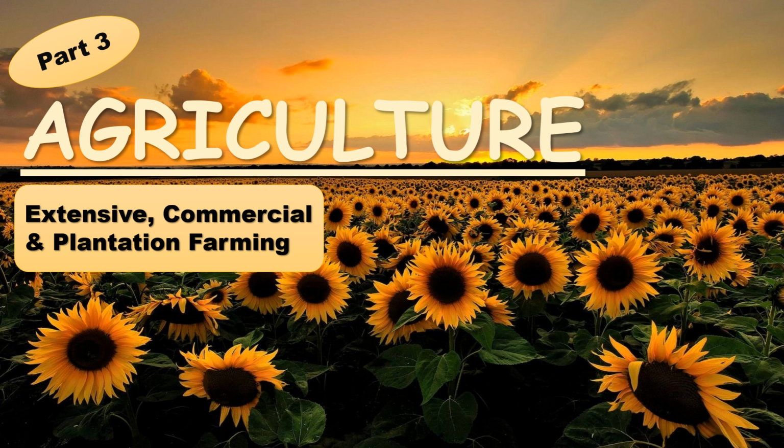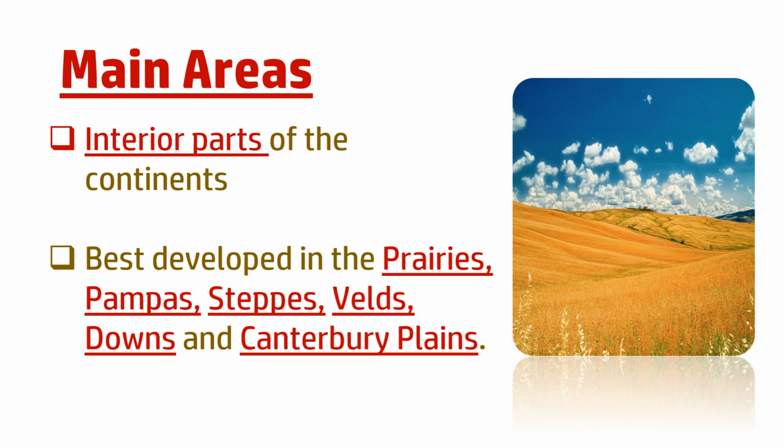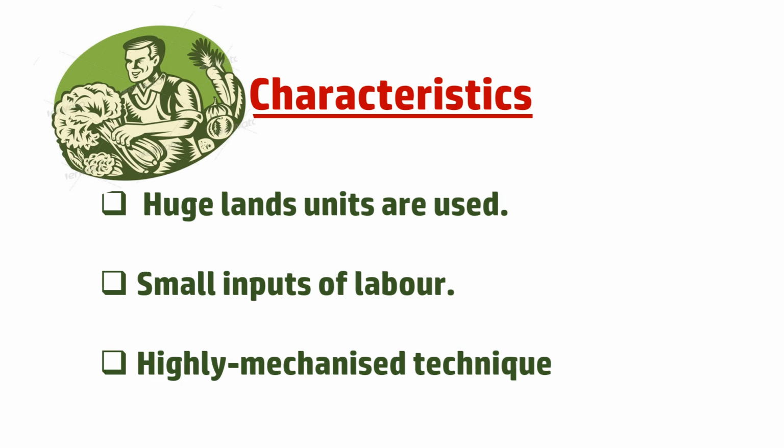Then comes the third part, in which we discussed extensive, commercial and plantation farming. Extensive farming, we discussed, is generally practiced in the interior part of the continents and best developed in the prairies, pampas, steppes, velds, downs, and Canterbury plains. Then characteristics: huge land units are used. As you already know, you have read in the previous classes also, that prairies are the world's largest agricultural lands, right?